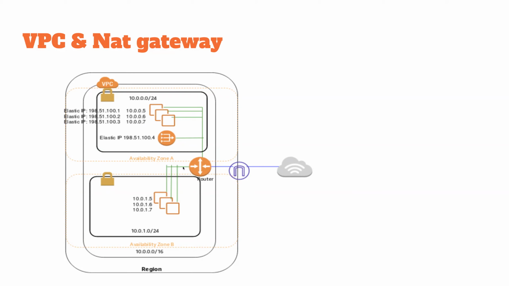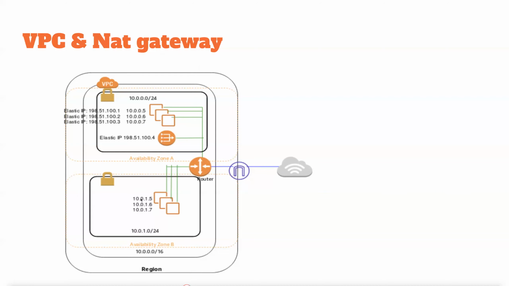You can have your NAT gateway here, which connects to this router, and this router connects to your internet gateway right here. So these guys, you see, can connect directly to the router and the internet gateway. But these guys will connect to a NAT gateway. That NAT gateway will connect them to the router that routes them to this internet gateway.